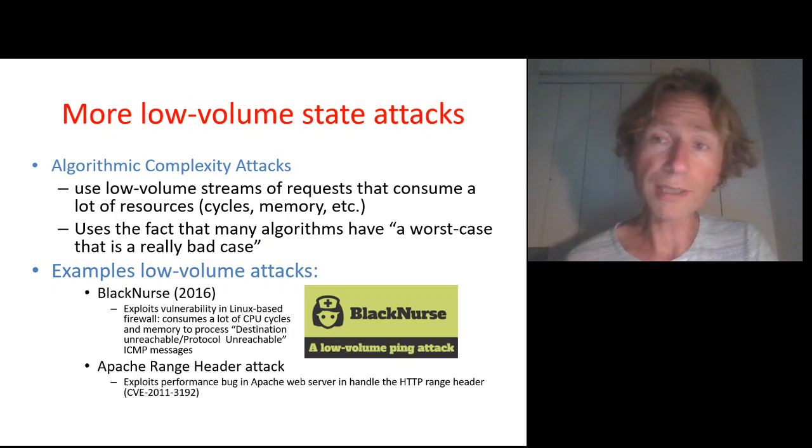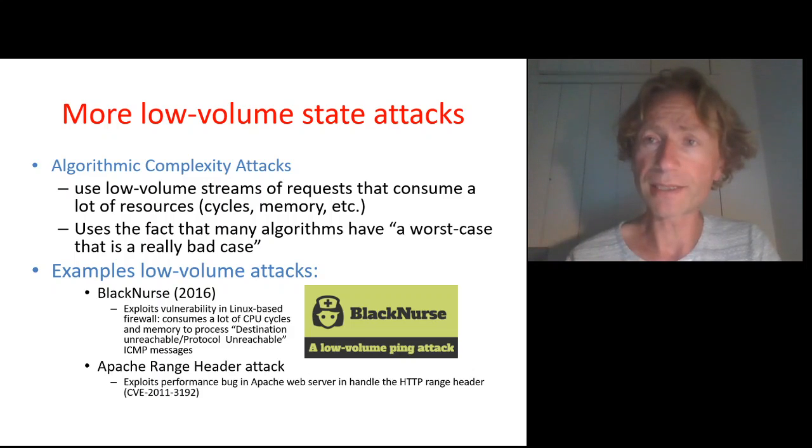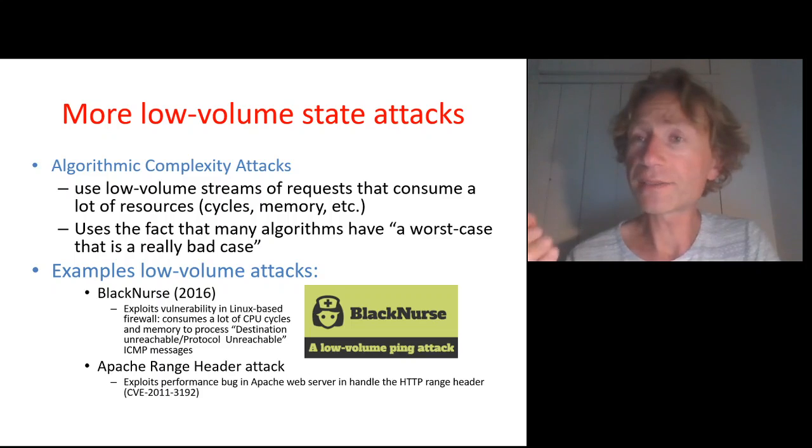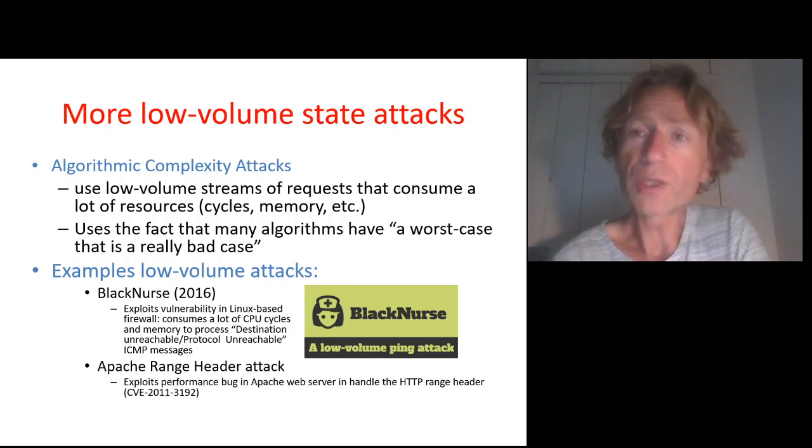But you can also make this more advanced and use the algorithmic complexity. So if your server is doing something with the request data and it has some worst case behavior for extreme values of that attacker's data, you can make use of that.